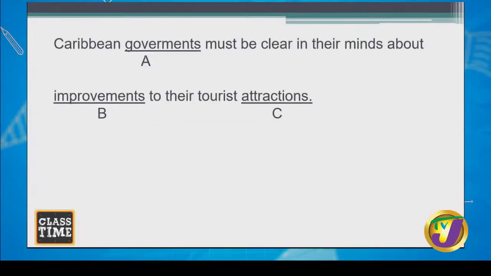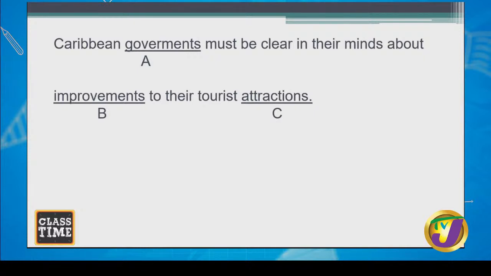Caribbean governments must be clear in their minds about improvements to their tourist attractions. So we're looking at governments, we're looking at improvements, and we're looking at attractions. So let's play that little theme song in our mind. Da, na, na, na, na, na, na. Which of these is wrong? Or do we have another case where none of these is wrong? I hope you have a choice by now. You have 4 choices, you know, A, B, C, or D.